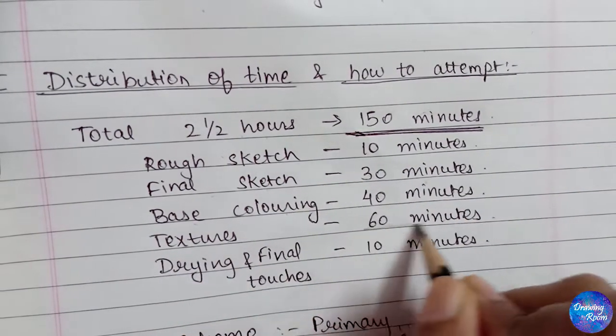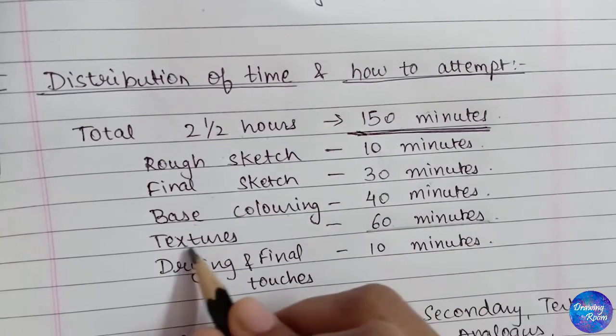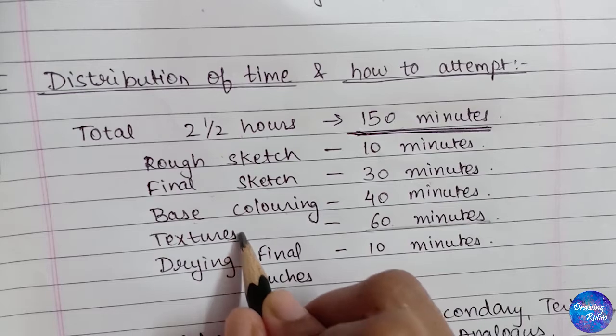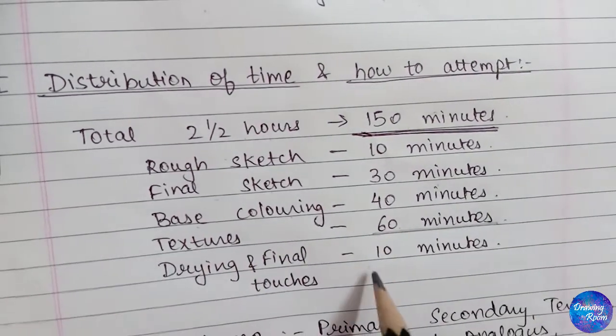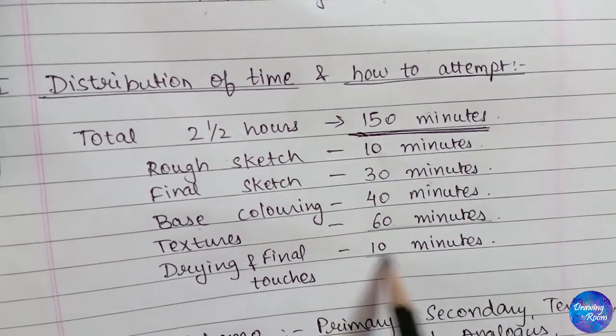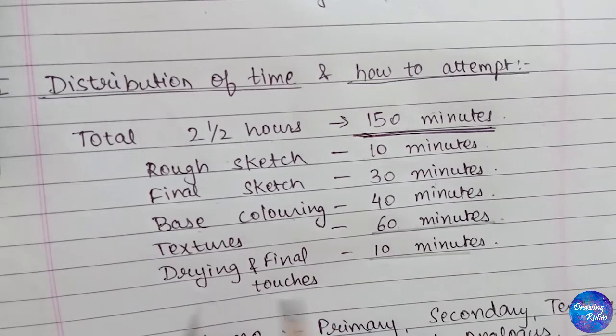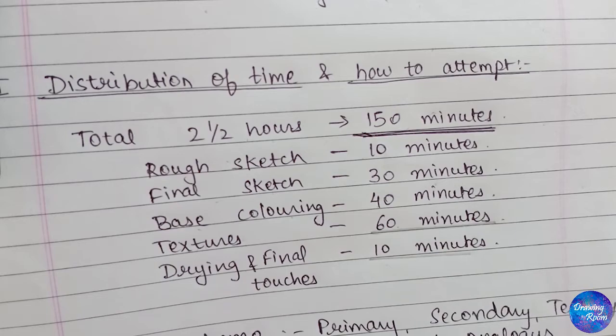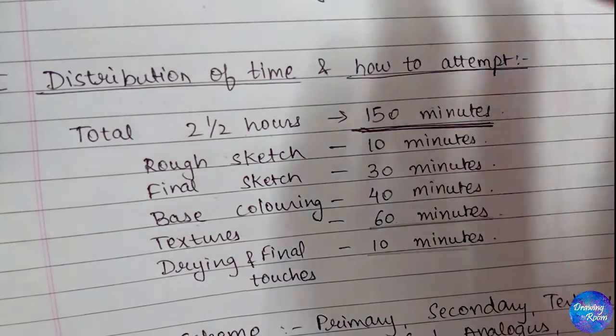Then you will take 60 minutes to give textures in the shapes formed. This will make your design more attractive. And finally, last 10 minutes you will have to keep the drawing for drying and see if anything is left, give the final touches.